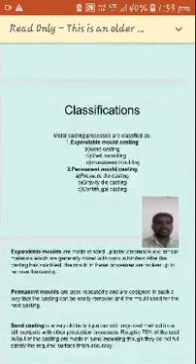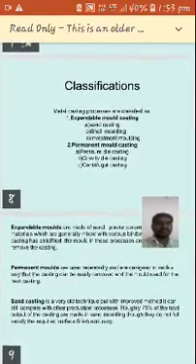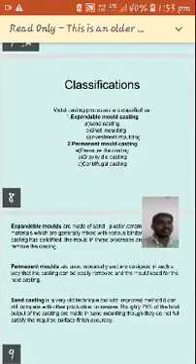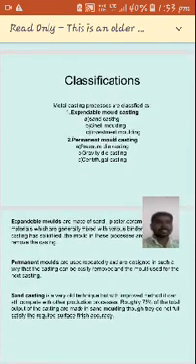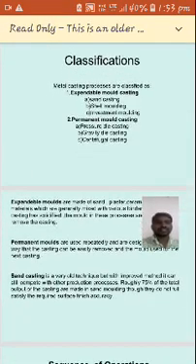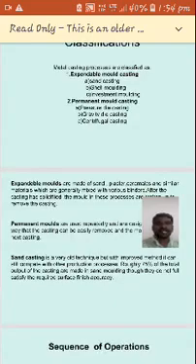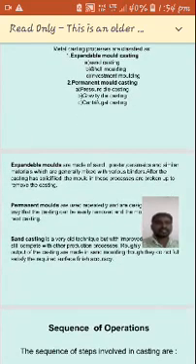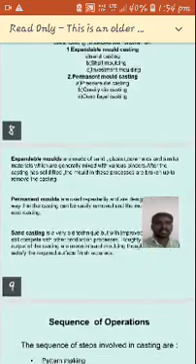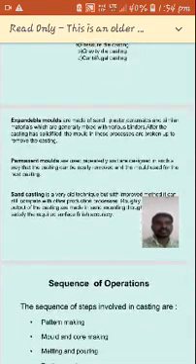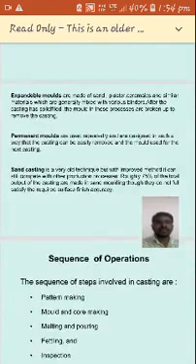And then next, classifications. Coming to the classifications, metal casting processes are classified into two types majorly: expandable mold castings and permanent mold casting. Expandable mold castings are again divided into three types: sand casting, shell molding and investment molding. And permanent mold castings again have three types: pressure die castings, gravity die castings and centrifugal castings.